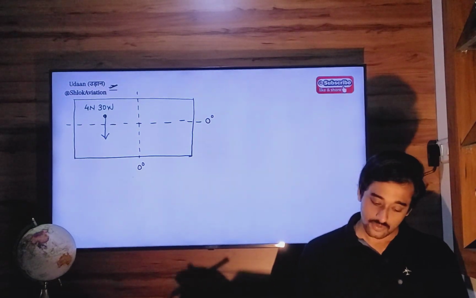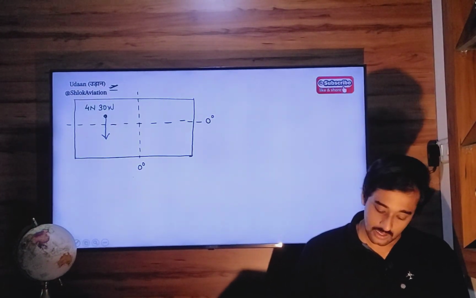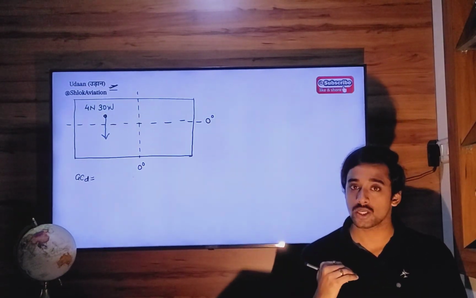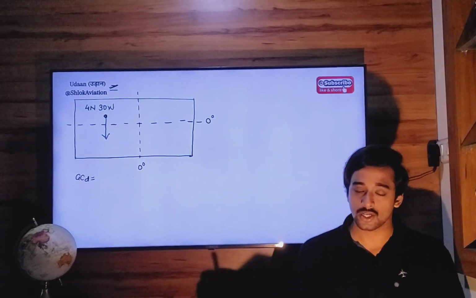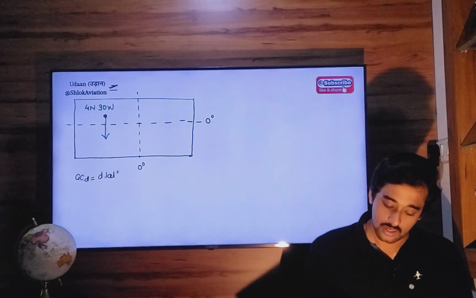So we are traveling a distance of 600 nautical miles south. That will be your great circle distance. When you travel along a meridian of longitude, you travel a great circle track. So hence the great circle distance is d lat into 60.